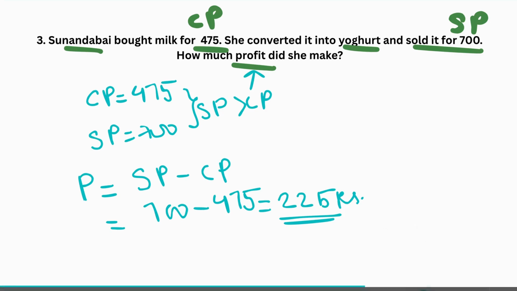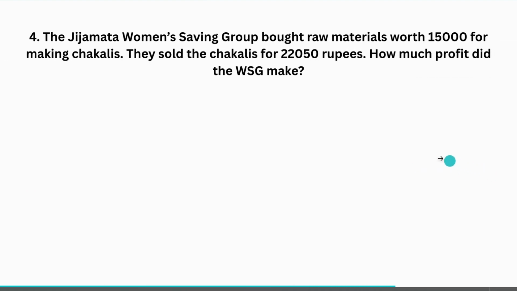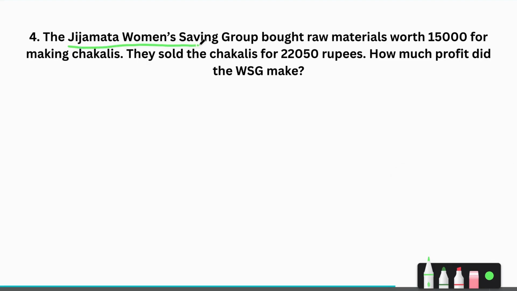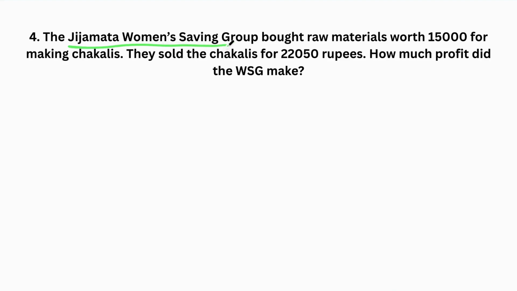Okay, easy. Now, let's jump on to the fourth question. In this question, they are saying that Jija Mata Women Saving Group bought raw materials for rupees 15,000. That means this was their CP, right? And they made chaklis out of it. Now they sold the chaklis for 22,050 rupees. Now they are asking us the profit the women saving group made.